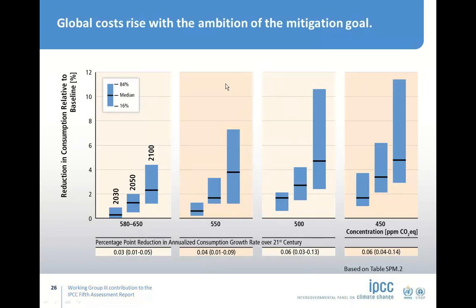And the global costs rise with the ambition of the mitigation goal. So if we look at our most ambitious scenario, 450 parts per million, then over time the reduction in consumption relative to the baseline has to be greater. So as you'd expect, the most successful scenarios will have a greater cost in terms of gross domestic product.